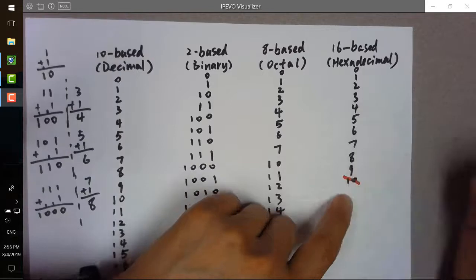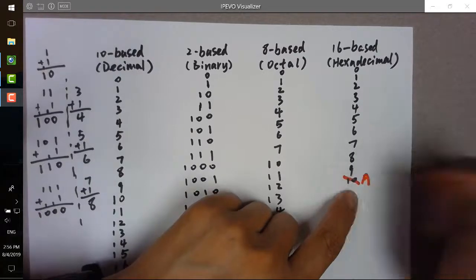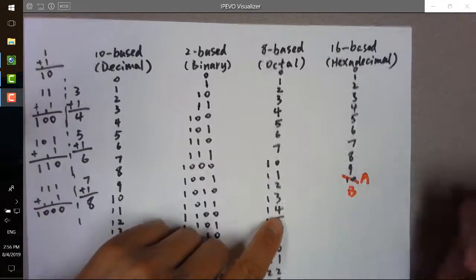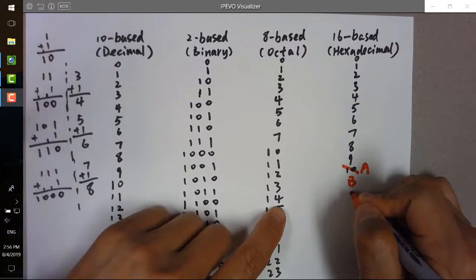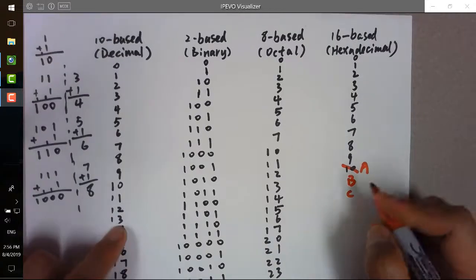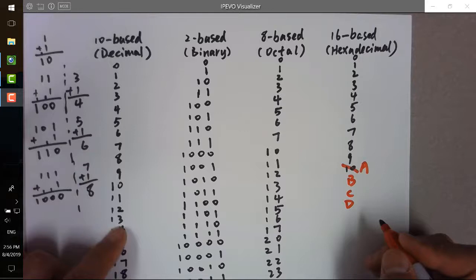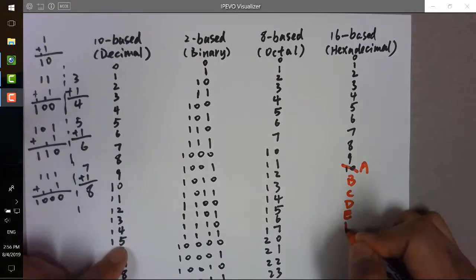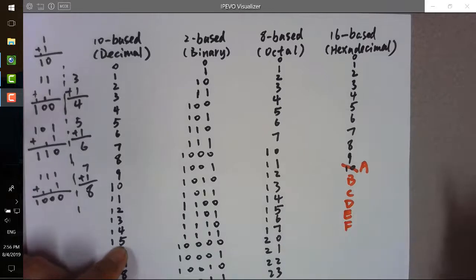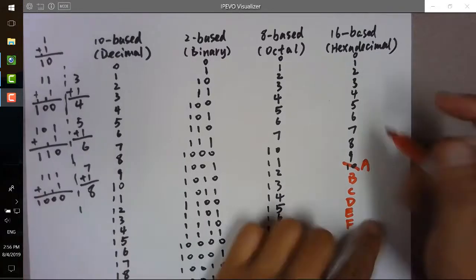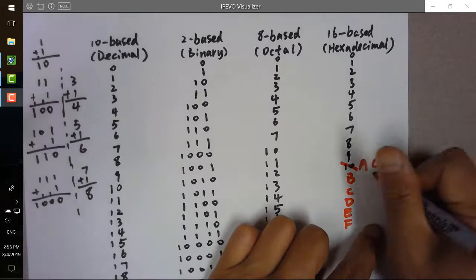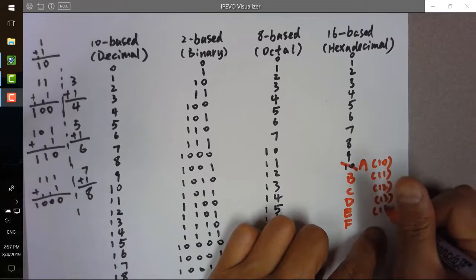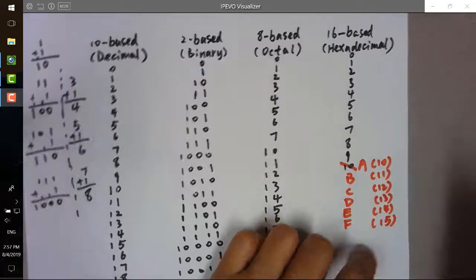So we cannot do this. So people use A for 10, and then people use B for 11, then C for 12, then D for 13, then E for 14, and F for 15. Okay, so that's 10, that's 11, that's 12, that's 13, that's 14, that's 15.